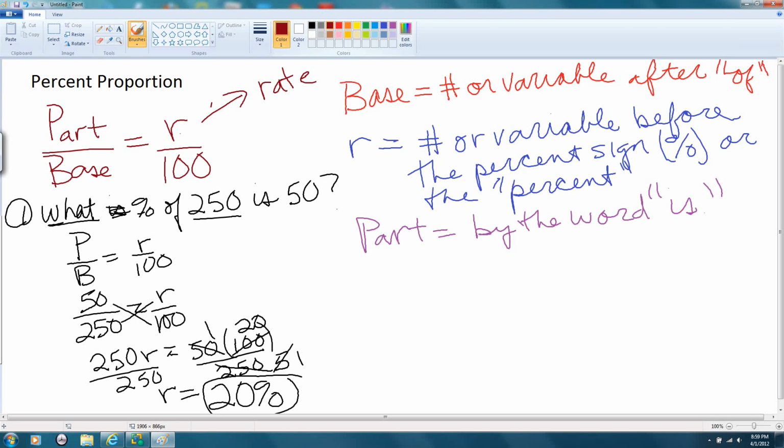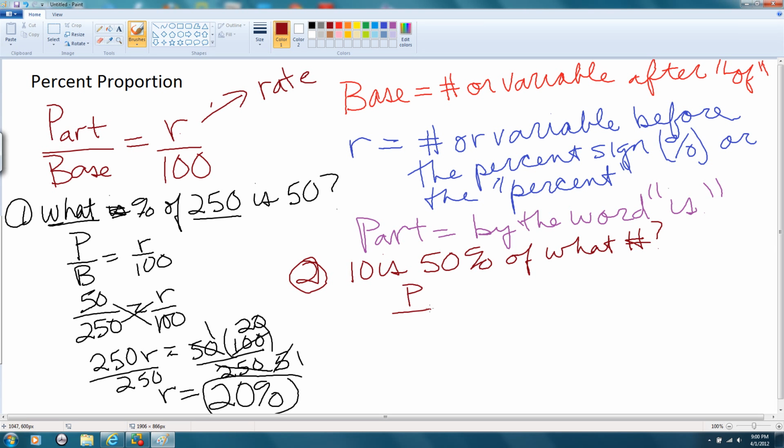I'm going to do this in another color here. So number 2, let's see if I can get them all on the same page. Number 2, let's say 10 is 50% of what number? The number would usually be spelled out, but I'm just going to put the pound sign there. And so we go part over base is equal to little r over 100. And so we go of what number?